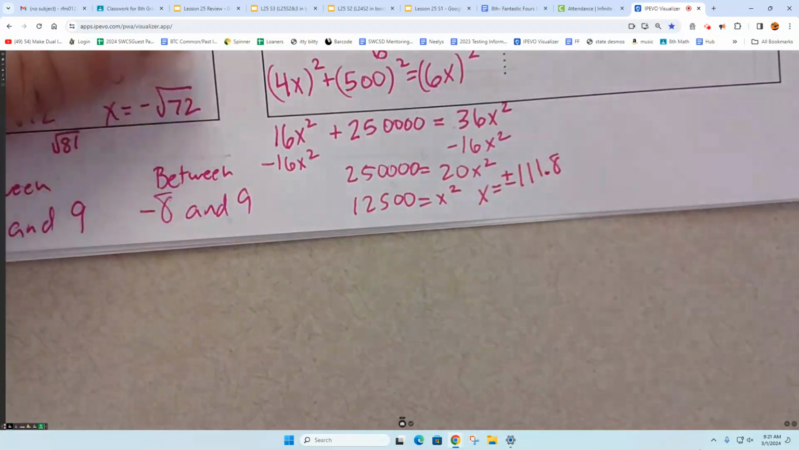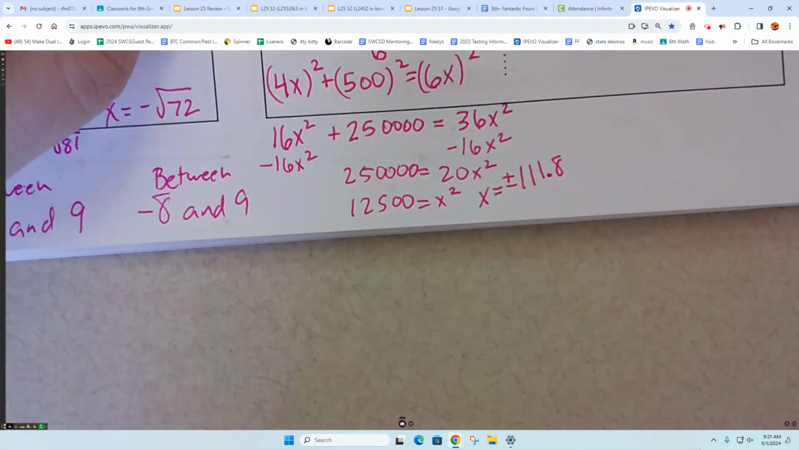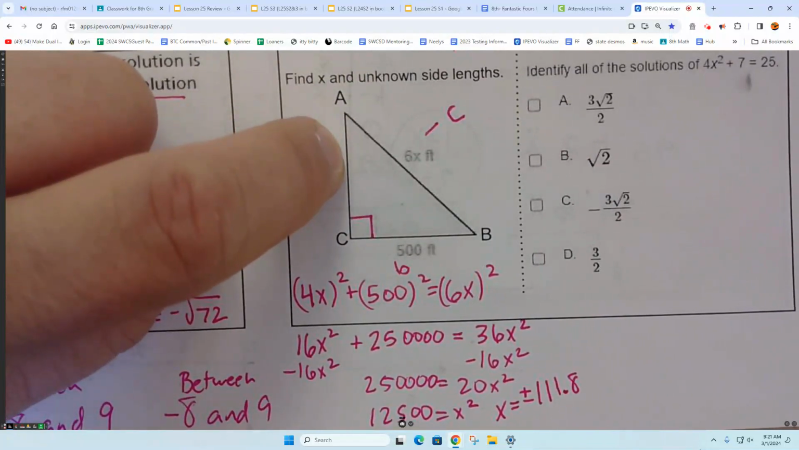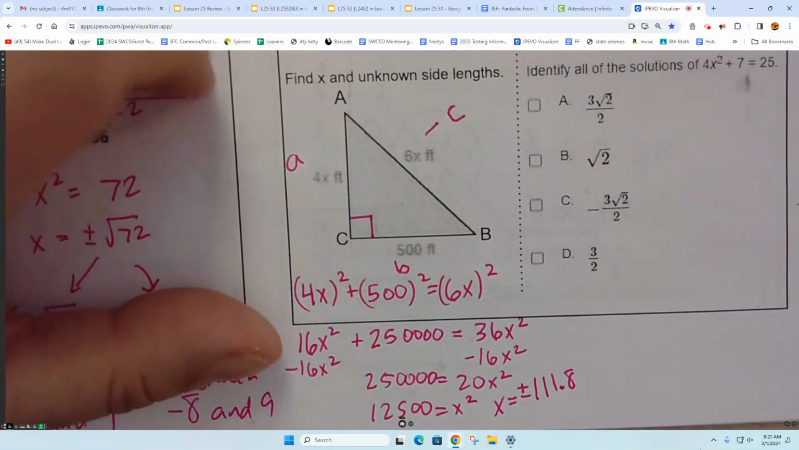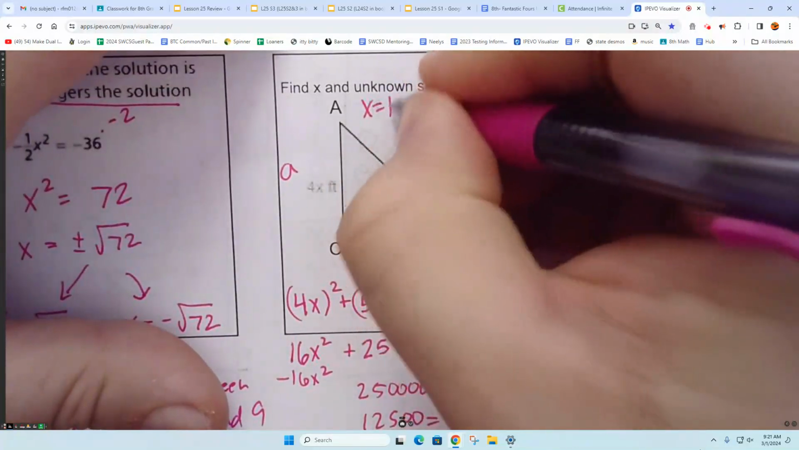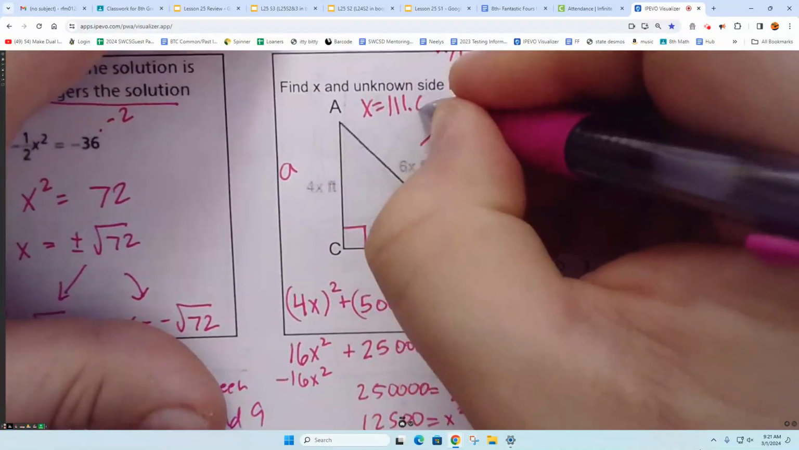Why do I actually throw away the negative? Why do I say, okay, you get plus or minus, but the negative one doesn't make any sense? Yeah, we're talking about an actual shape. A shape cannot have negative sides. Okay, so our answer here is that x equals 111.8.